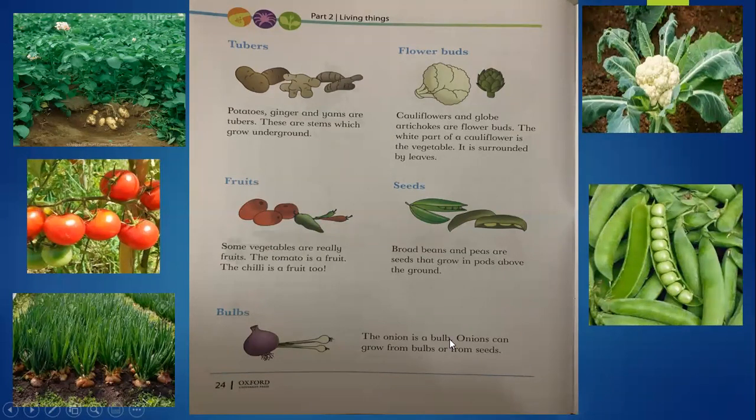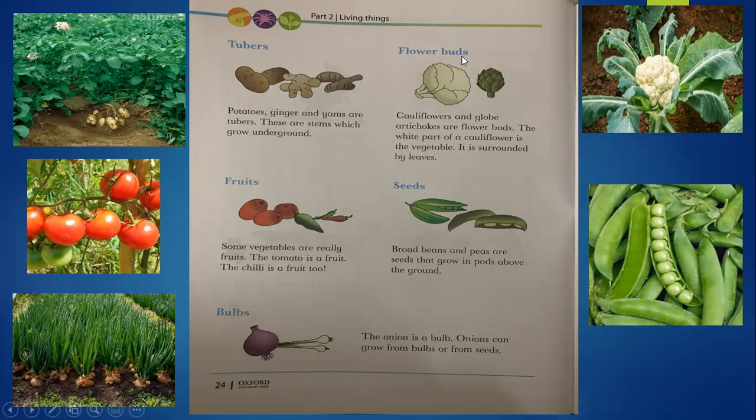Now bulb. What is bulb? The onion. Onion is a bulb. Onions can grow from bulbs or from seeds. These are also, look, onion grows here. And we call this part bulb.